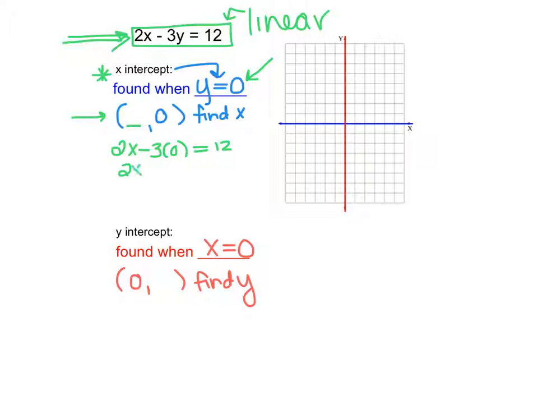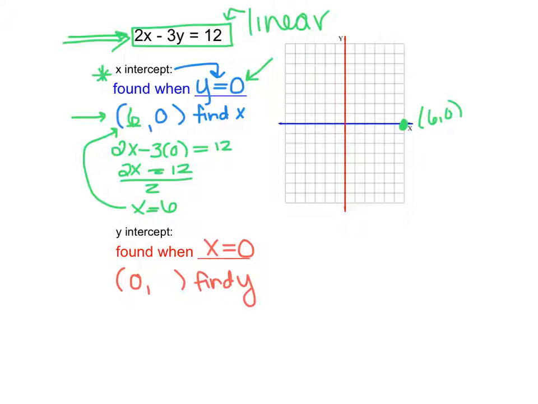So 2x minus 3 times 0 is 0. I know that because that's 0, I really don't need to write that in, so I can just write 2x. And then I can write 2x is equal to 12. Divide both sides by 2, and I find that x is equal to 6. So what this tells me is that when y is 0, x is 6. So my x-intercept point is occurring at the point x is 6, y is 0. So that is my x-intercept point for this particular linear equation.